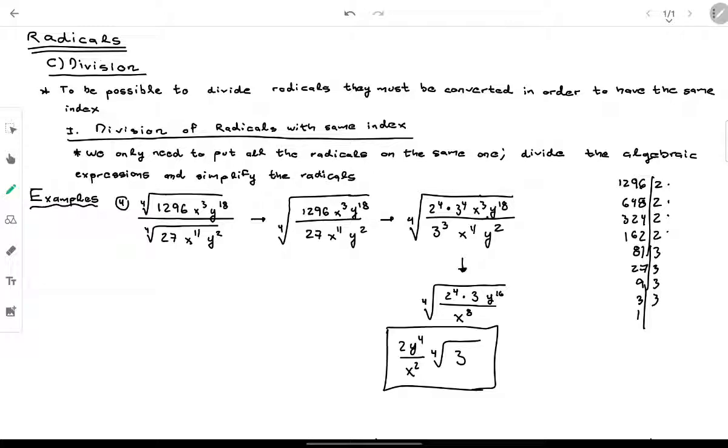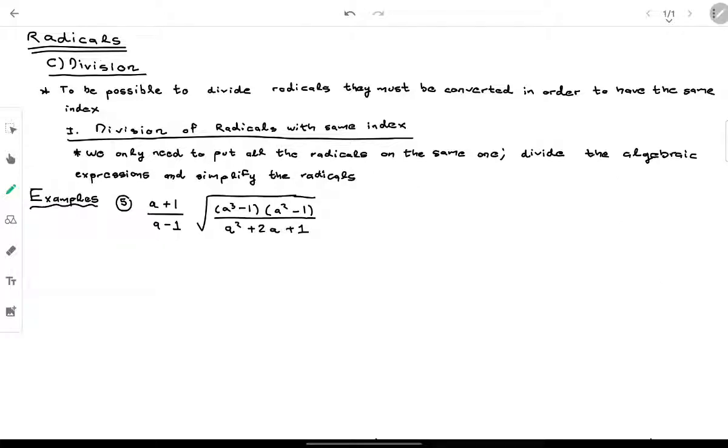So the idea is very simple. As I was telling you, we only need to divide by putting everything in the same radical. Then we will do a simplification of the rational expression because we will have a rational expression inside. And after that, we will be able to take out something from the root, and that will be my answer. So let's see one more example. So let's see this one.